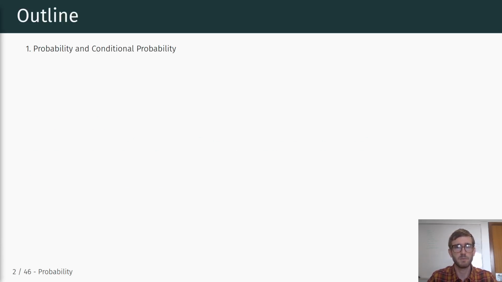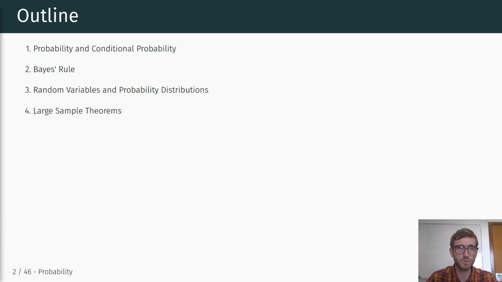So the topics that we're going to talk about this week are first probability and conditional probability. We'll then talk a little bit more about Bayes' rule, which is a very fundamental rule in probability theory. And then we'll focus on random variables and probability distributions. And last, we'll talk a little bit about two very important large sample theorems that we will use to ultimately then quantify uncertainty in our sampling distributions.